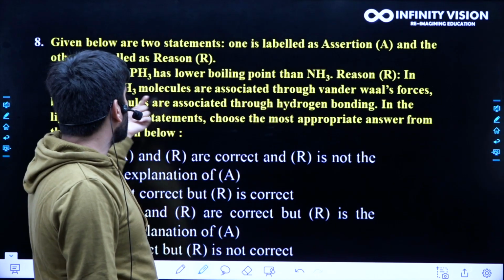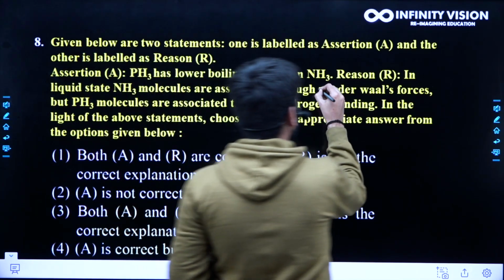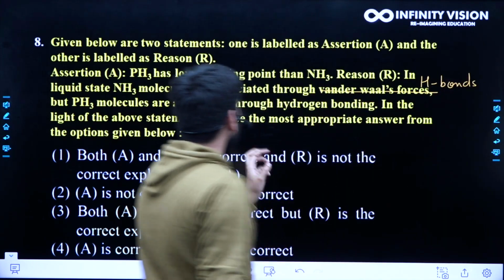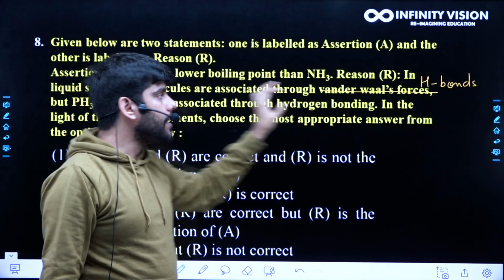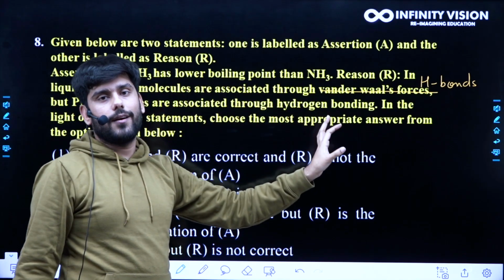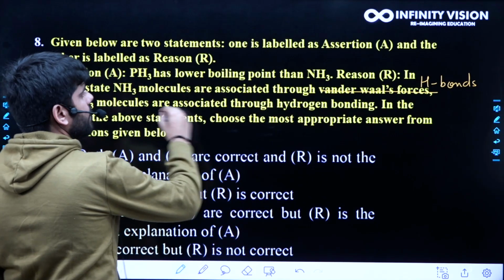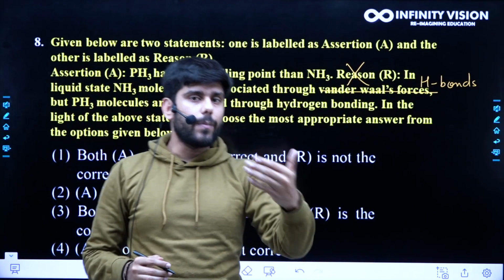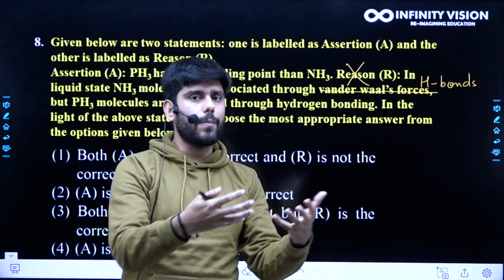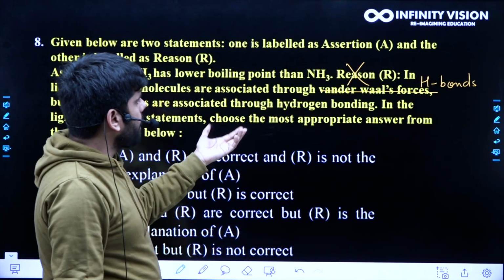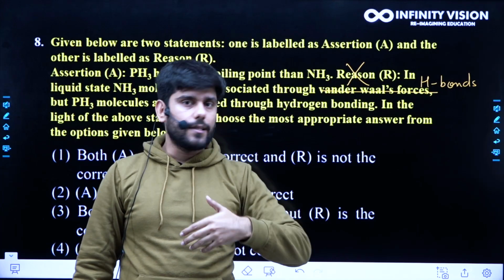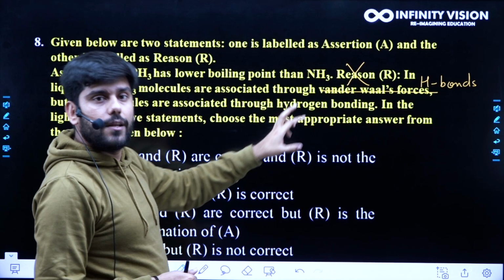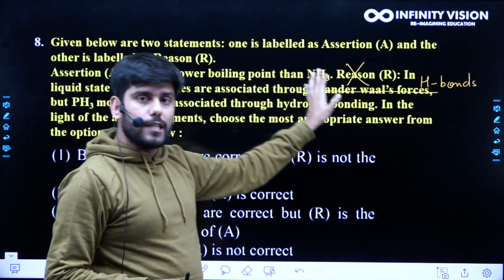Now, what is the reason? Because NH3 molecules are associated through van der Waals forces? No, they are associated via hydrogen bonds. And unlike NH3, PH3 molecules are not associated via hydrogen bonding, right? So the reason is incorrect. We know that the hydrogen attached to fluorine, oxygen, nitrogen is capable of showing hydrogen bonding, right? And hydrogen bonding is an example of a strong dipole-dipole interaction, which is the reason for the higher boiling point in case of NH3.